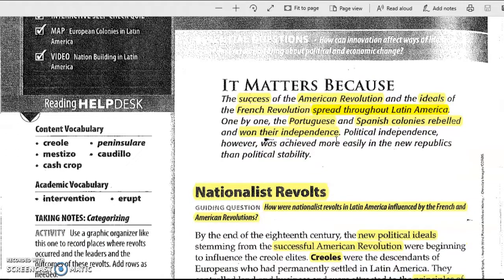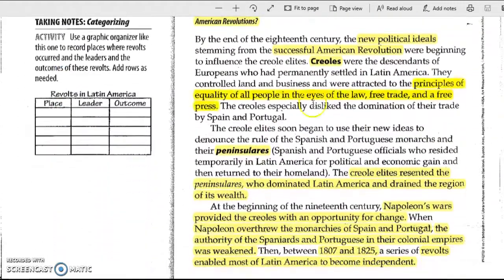You're going to want to look at the first page, where this is how we want you to set up your graphic organizer in your Google Doc. The title of it is Revolts in Latin America. You're going to create 3 columns, starting on the left: the place, the location in Latin America, the leader or leaders, and the outcome of these revolts in Latin America.